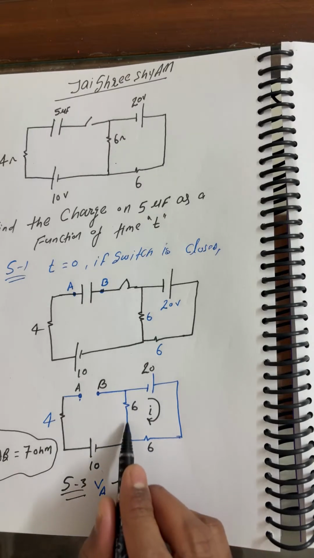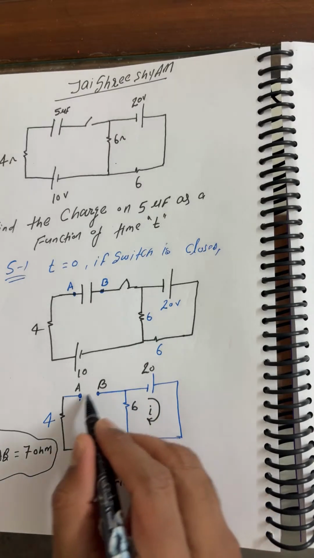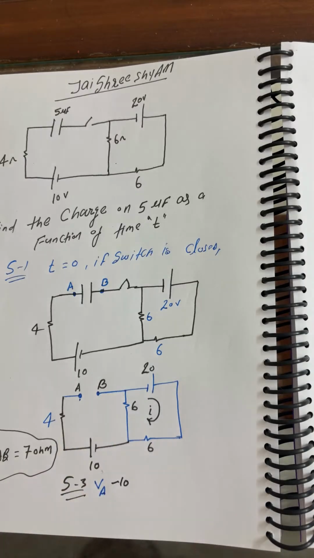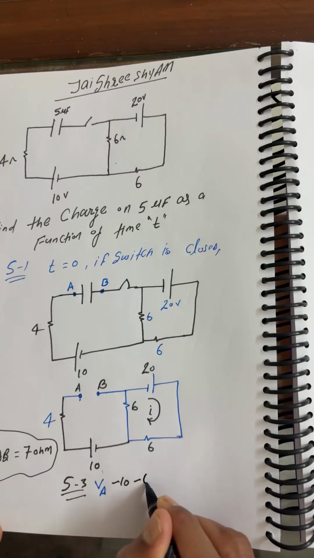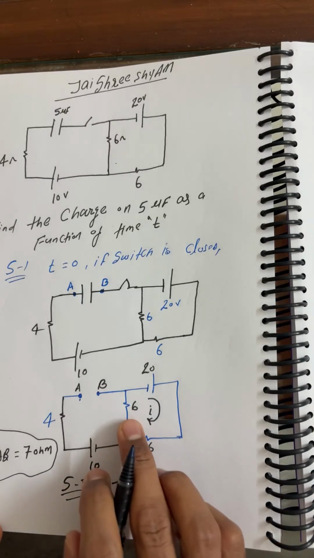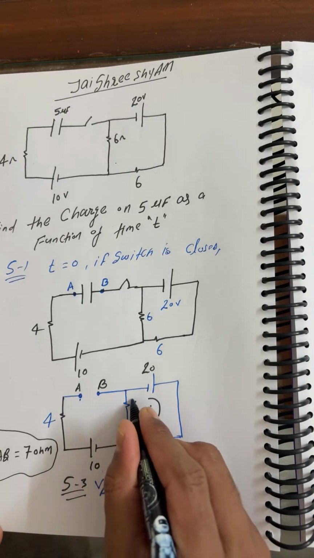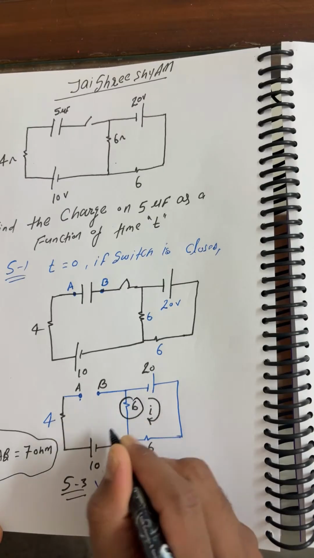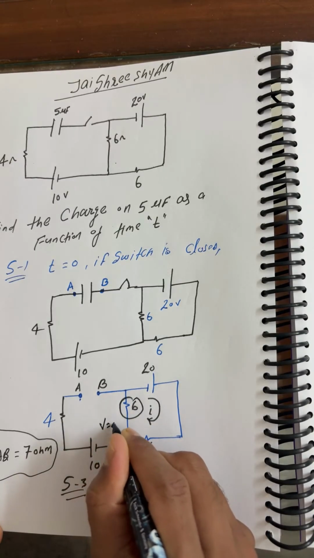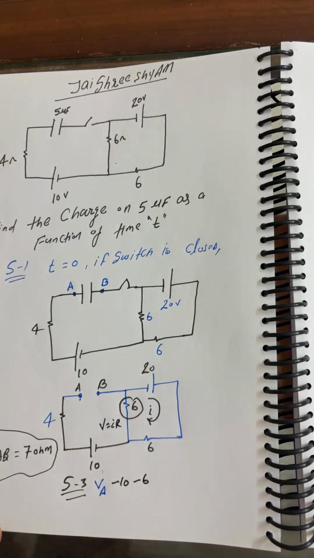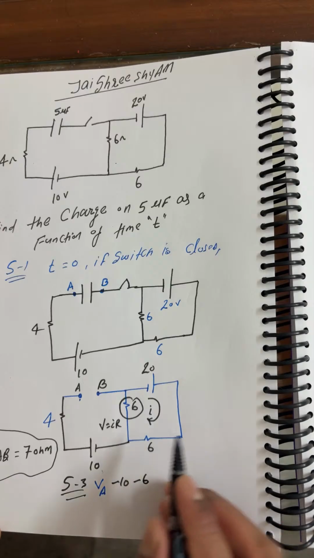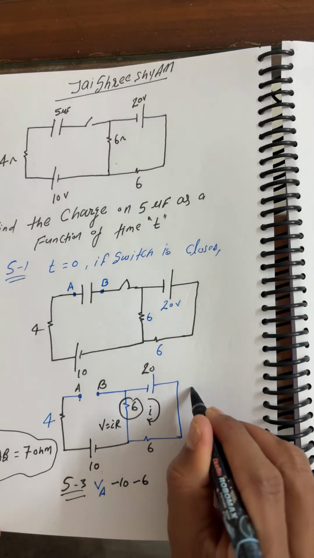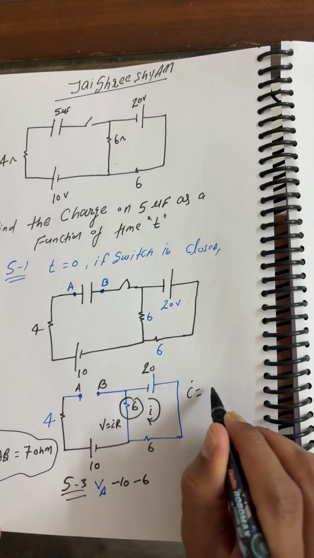Okay, and the current is moving from here, because I'm applying the loop law from here only. So this is 6. What is the potential drop over here? You can write the potential drop over here. V is equal to IR, V is equal to IR. So how much can we get here for I?